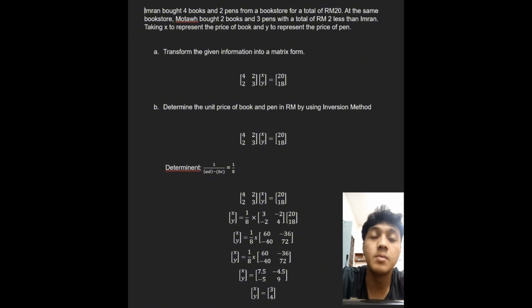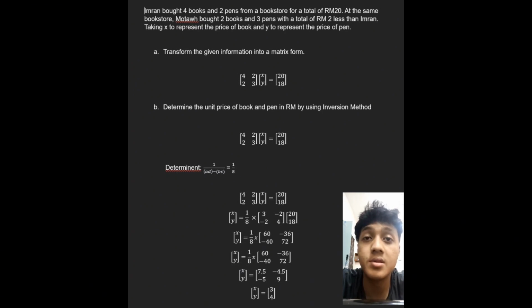How to find the determinant of that matrix? The formula for determinant is 1 over AD minus BC. So the determinant for the matrix is 1 over 8. After that, you bring the XY to the other side and 1 over 8 to the matrix side, and it will become XY equals to 1 over 8 times 3, negative 2, negative 2, 4, 20, and 18.